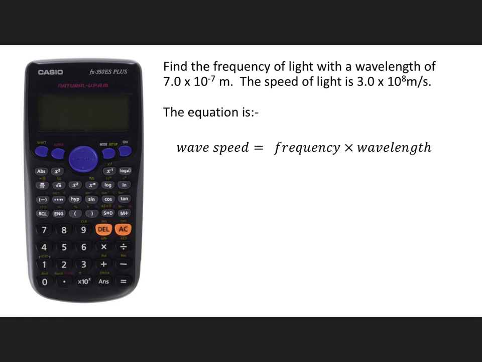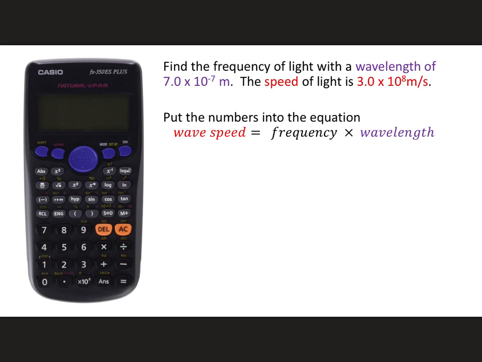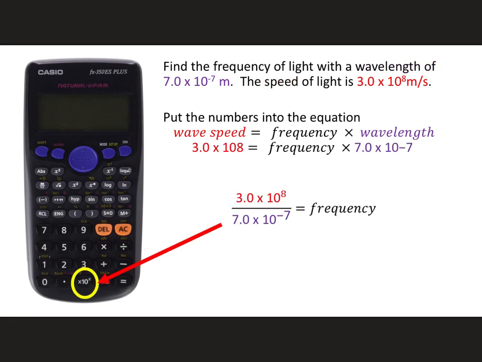The first thing that you need to do is highlight what you know in the question. So on the screen now, I've highlighted those things. I've put the idea that my wave speed is going to be 3 times 10 to the 8 meters per second, and my wavelength is equal to 7.0 times 10 to the minus 7 meters. I've written those down and highlighted the colours. I'm just going to put those numbers into the equation now. So putting the numbers into the equation, I've got 3 times 10 to the 8 is equal to frequency times 7 times 10 to the minus 7.